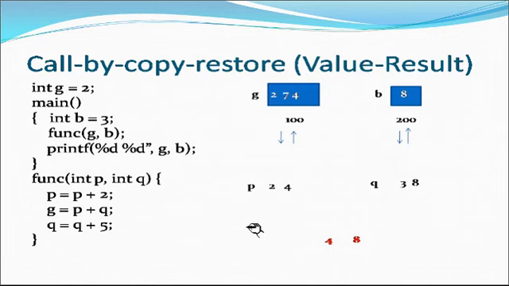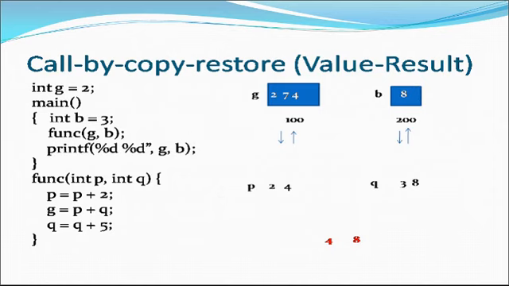I hope you understood copy restore, or value result, or it is called copy in, copy out. When you do copy in, at the time of function call. When you do copy out, at the time of function exit or function return.